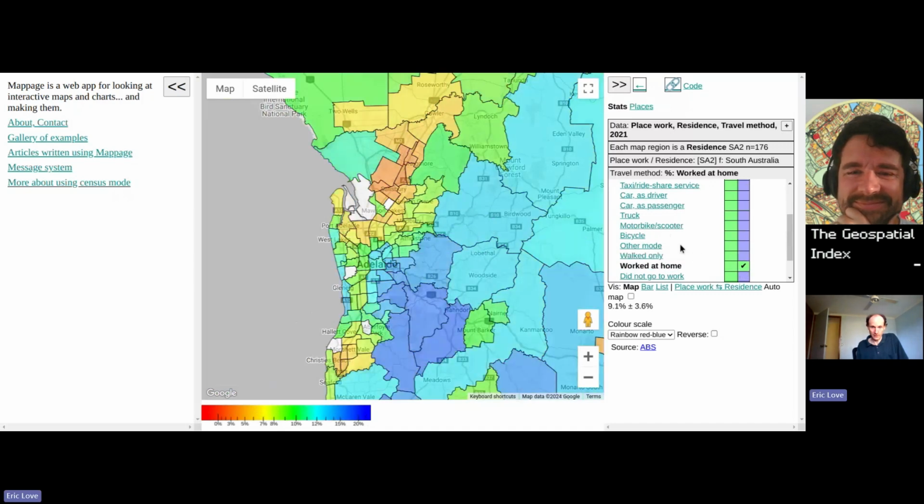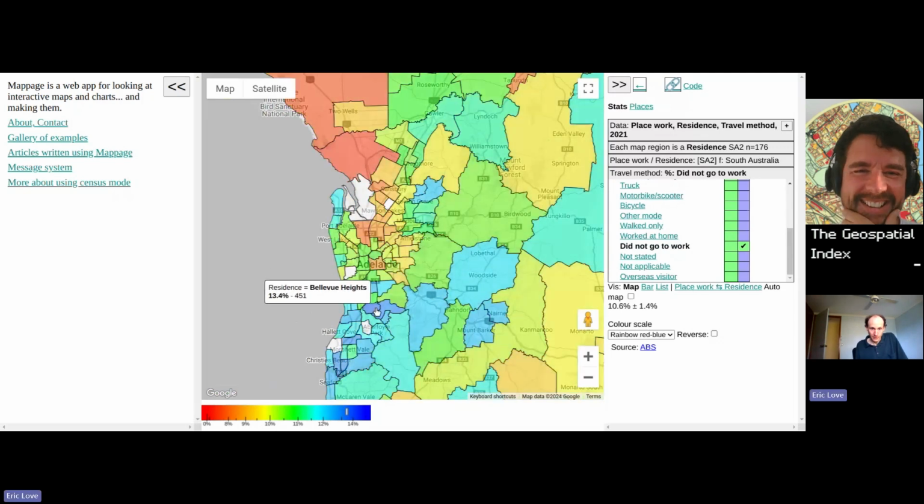Worked at home is a fairly significant one. Now, this was during COVID, so the census was August 2021, so there were more people staying home than usual, especially in the hills, it seems. Fascinating. There's also did not go to work. Love it.